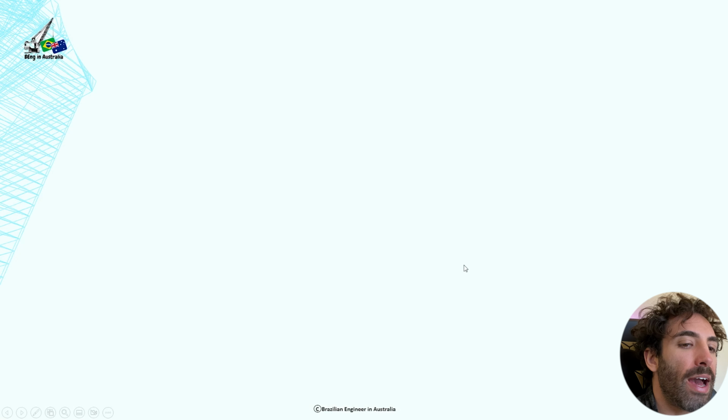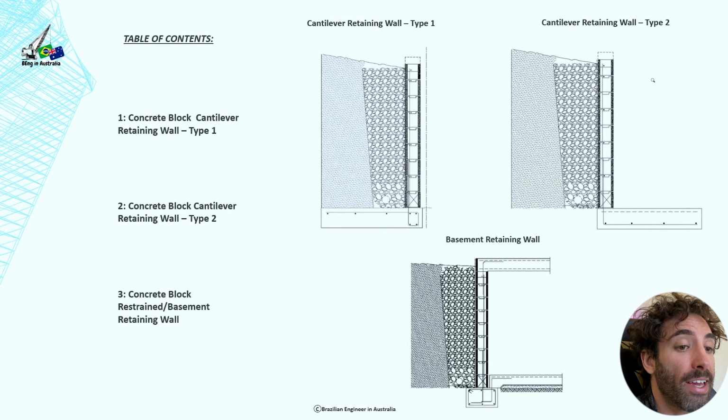So we're going to go through exercise number 1 of my concrete block retaining wall ebook, which is the type 1 of this page, and it has the soil on top of the footing.